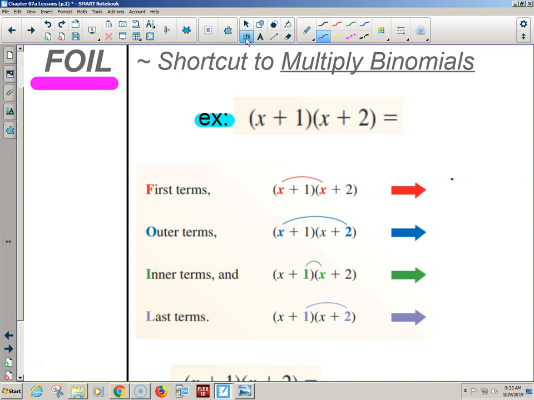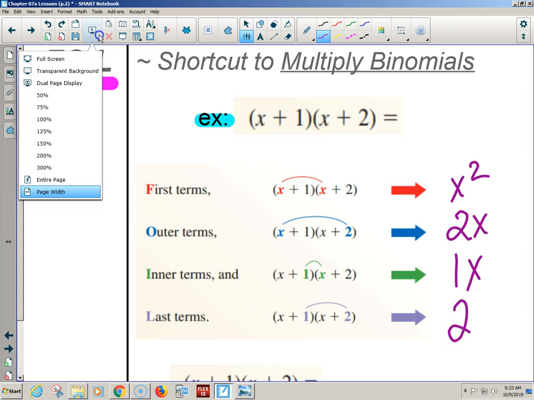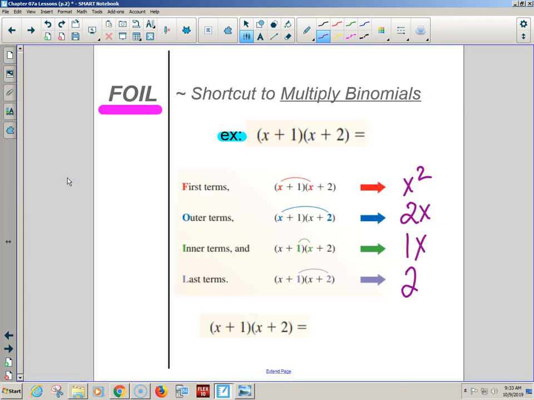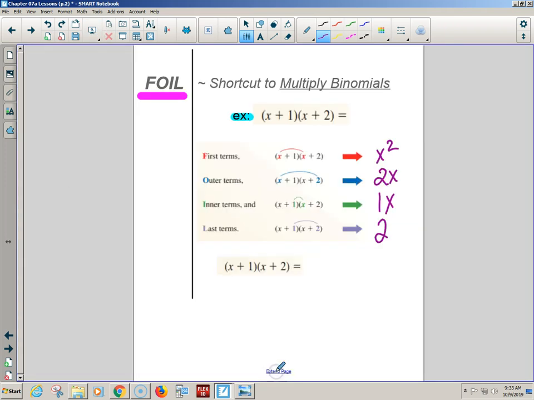Where we can do the first times the first. We can do the outer times the outer. Always put that number in front. The inner times the inner. Always put that number in front. The last times the last. And if we put all those pieces together like we do with the table, we can have a problem like this and say, you know what? I don't need a table as long as I do my over, under, over. And I can get my x squared plus 2x.